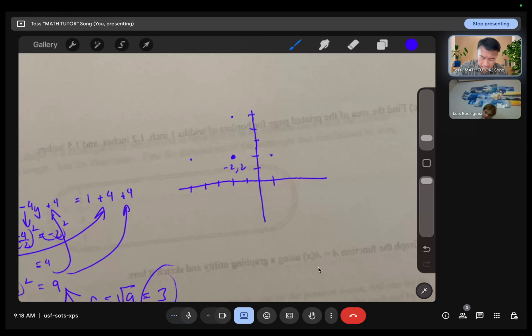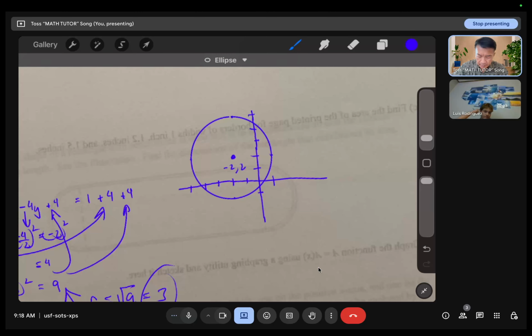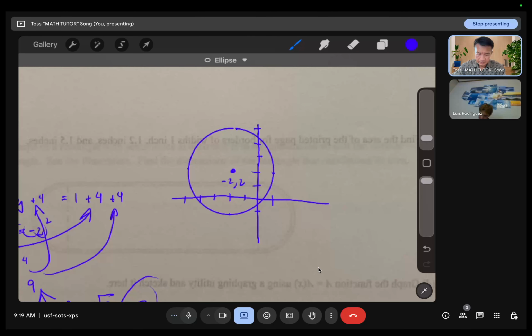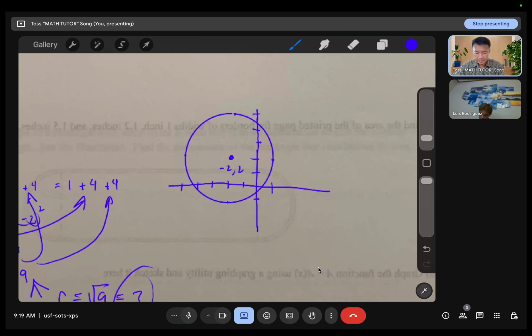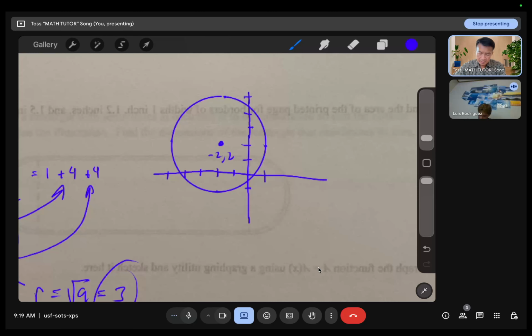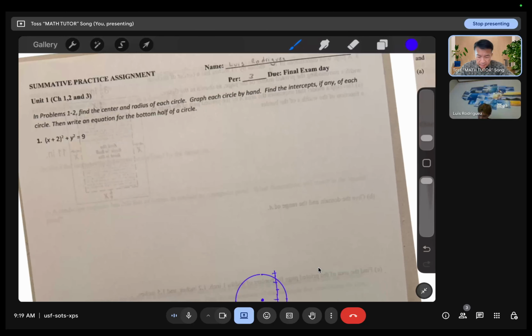Where's my lower one? 2, 2, 3. Okay, something like this. It's just a sketch. Yeah, don't worry, yours is not too round, circular. Okay, now you have to find the intercepts too, but wait, I'll do it in order.